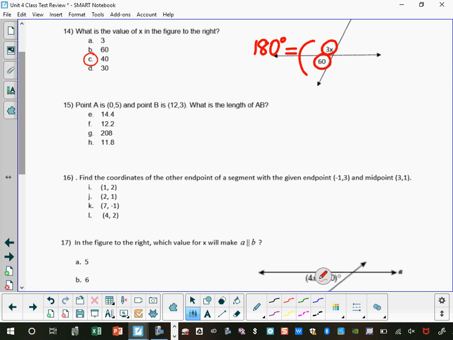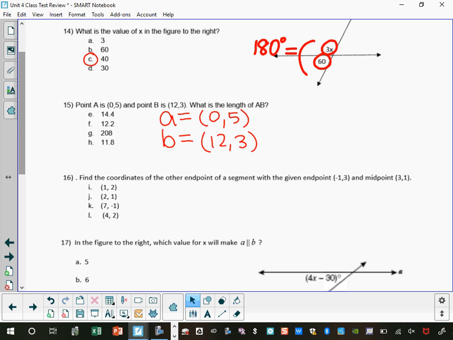Okay, so the distance formula is hard to remember. Let's put this in Desmos. First, we need to get some information. What did we get for point A? What did they tell us it was? 0, 5. And what about for point B? 12, 3. All right, everyone grab Desmos and type this in as I'm typing it in.